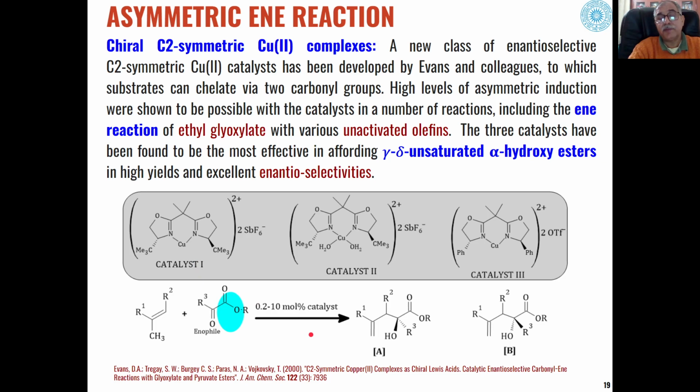and depending upon the type of reaction used, we will get either this type of product or this type of product, or a mixture of these, depending upon the transition state formed by the reactants with these chiral catalysts, either catalyst 1 or 2 or 3. So basically we will get gamma delta unsaturated alpha hydroxy esters as the product with excellent enantiomer selectivity.